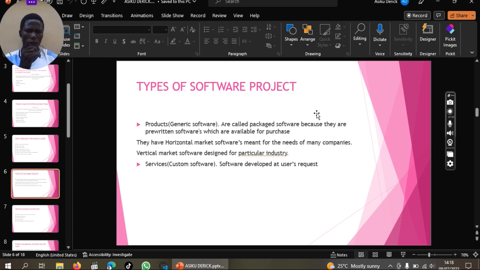The second type of software is what is called service or custom software. This software is developed at the user's request. It means you start to develop it from scratch, with the user's interest, with what the user wants, how the user wants it to be. That is service or custom software, as you start it from scratch up to the end.